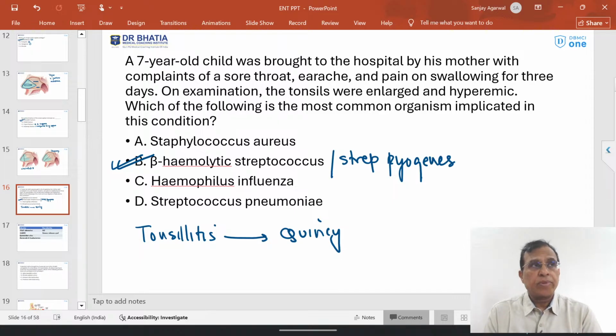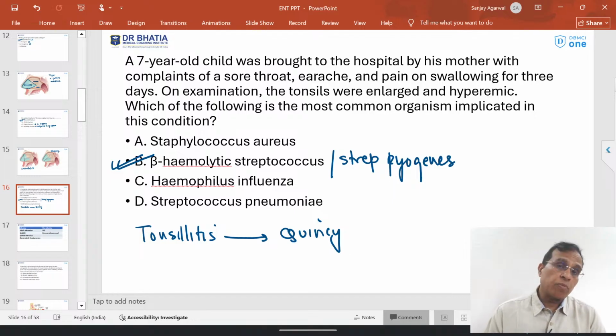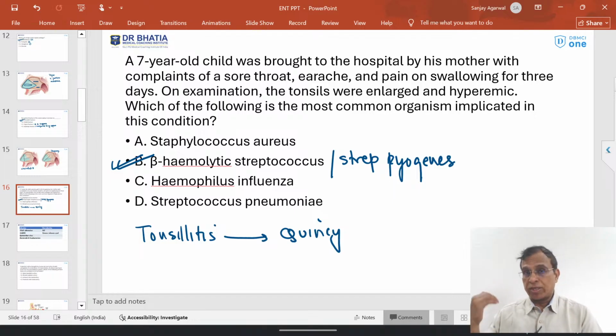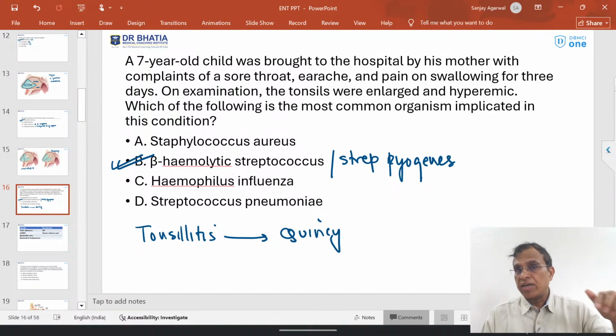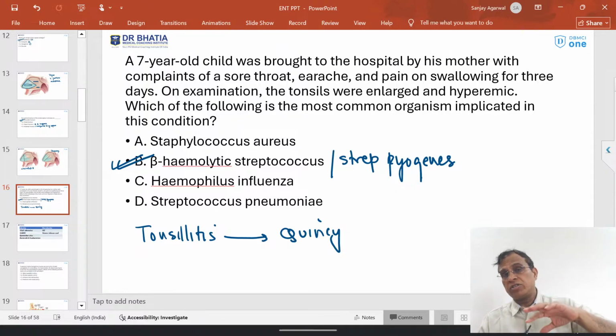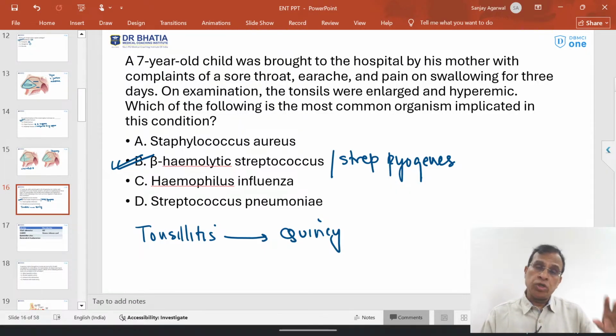So once again, let me clarify what I told you. The most common condition causing tonsillitis is a virus, which is adenovirus. It's called viral tonsillitis. The second most common pathogen causing tonsillitis is strep pyogenes. So if I ask you which is the most common bacteria causing tonsillitis, strep pyogenes is the correct answer. But virus is more important. Out of viral tonsillitis and bacterial tonsillitis, Quinsy is only possible in a bacterial tonsillitis. It is not possible in a viral tonsillitis, right?